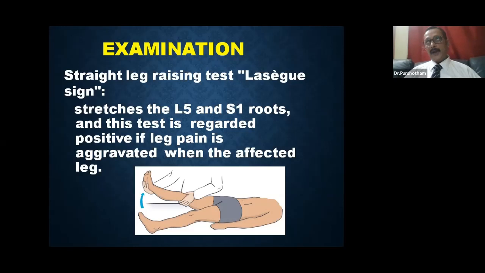I do this for all backache, even without radiculopathy, to rule out, because the patient may not be in a condition to express his exact situation. So this is how it is done. The patient is made to lie supine on the table. It is usually a passive test, as described by Lasègue.